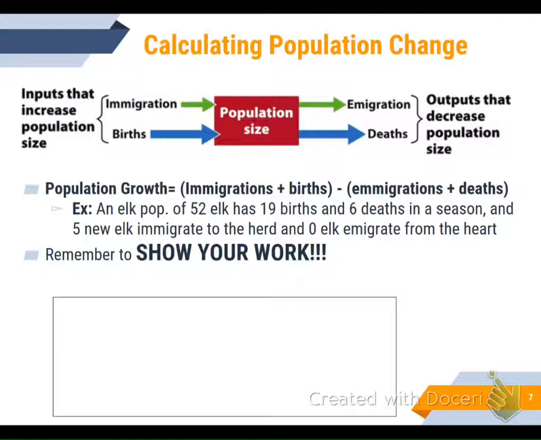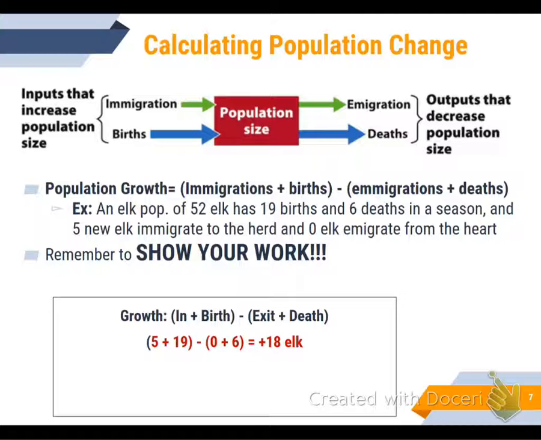What's going to be the growth rate? Remember, if you do not show your work on an FRQ, you get 0 points. So growth is how many come in, immigration plus birth, minus how many exit, emigration plus death. So it's 5 plus 19 minus 0 plus 6 equals 18 elk are coming into the herd. So the total number that are going to be there will be 52 plus 18, equals 70 in the future.